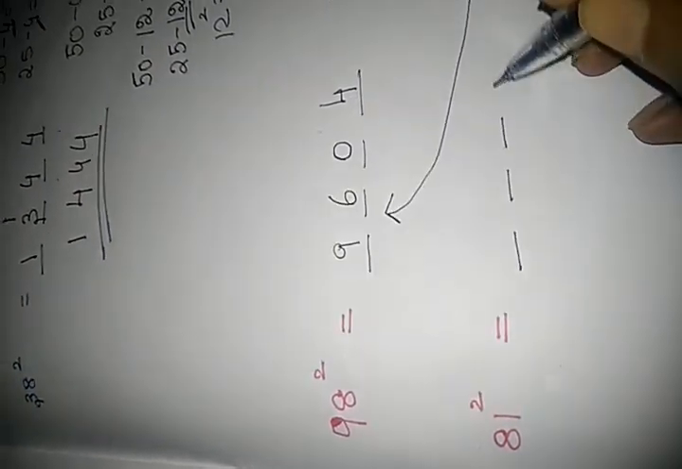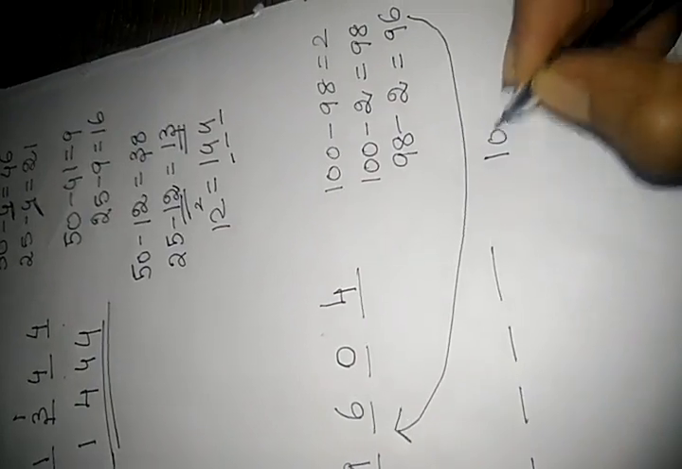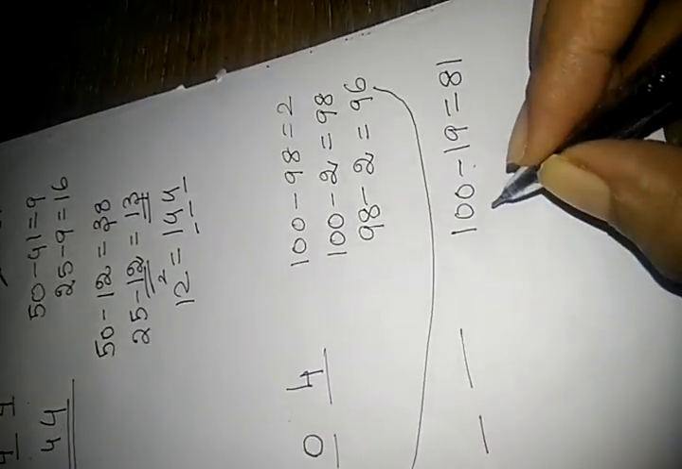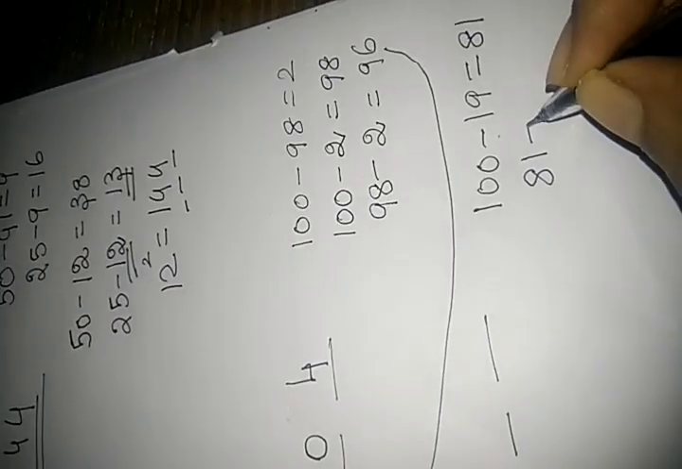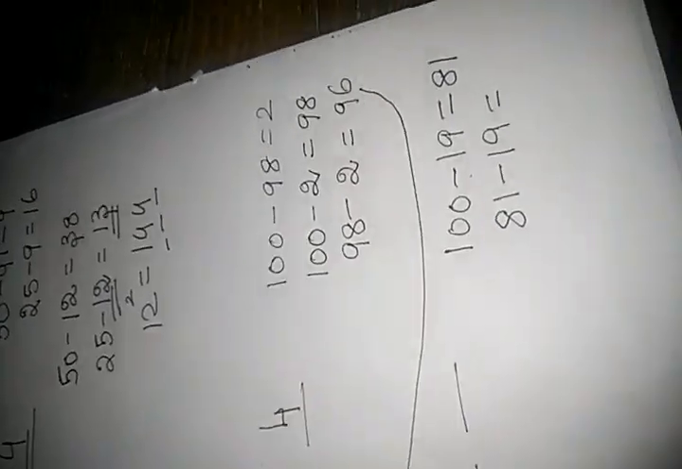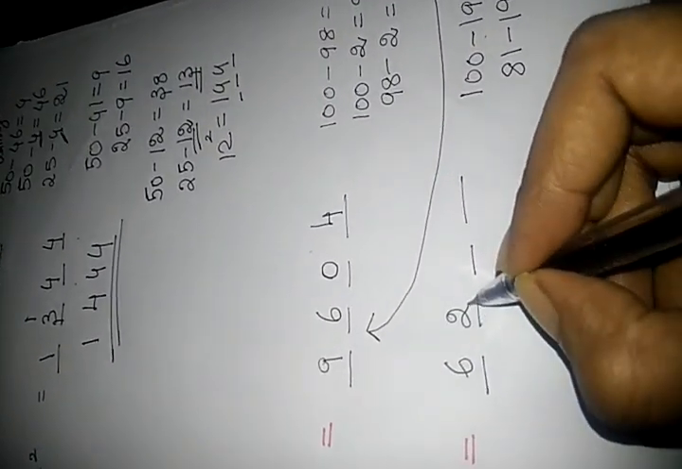Okay, now let's see how to solve 81 square in a smart way. So 81 square is nothing but 100 minus 19, which is 81, right? Whenever you are taking the 100 base, consider the given number. What is the given number here? 81. So 81 minus 19 is what? It is 62, right? So simply the 62 will be placed in the first two places.